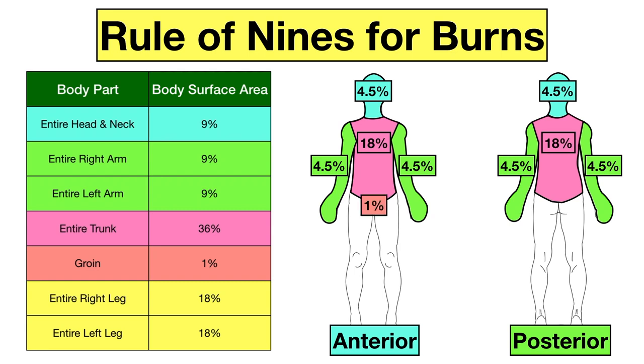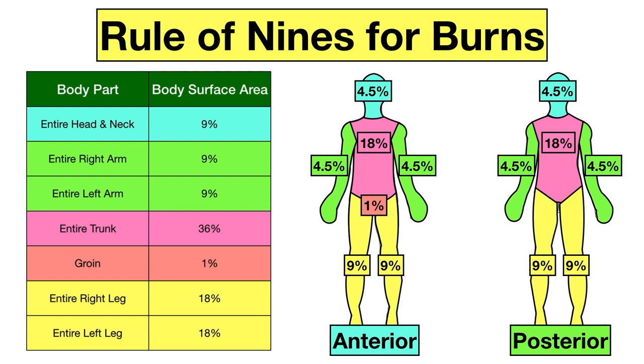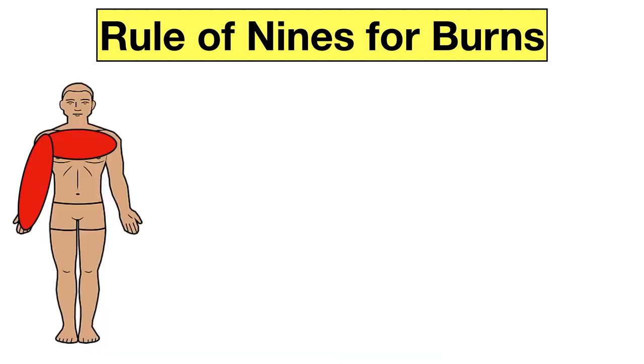The groin is 1%. The entire right leg has a body surface area of 18%, so the anterior side is 9% and the posterior side is 9%. The left leg is the same, where the anterior and posterior sides each make up 9%. Again, you can see how the percentages for the anterior and posterior sides are multiples of 9, hence the name rule of nines. Let's look at a couple examples now.